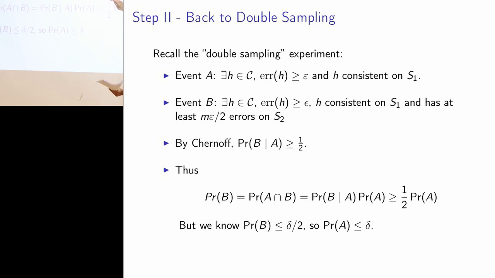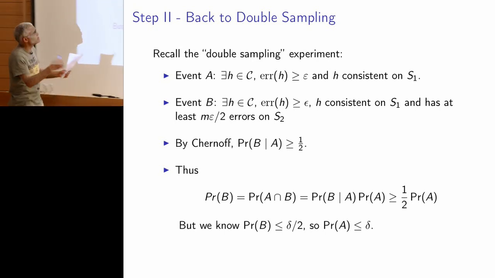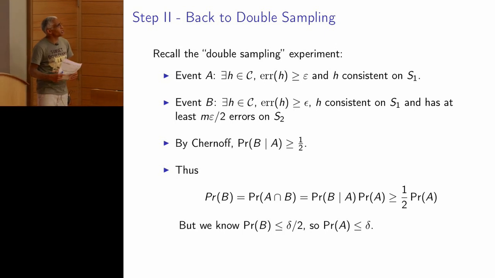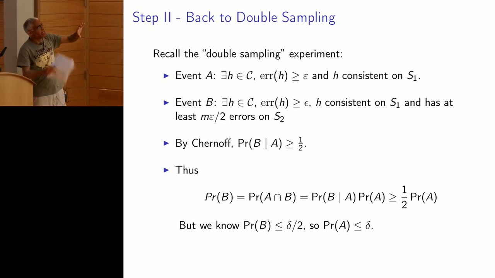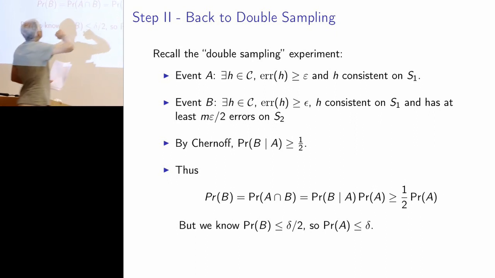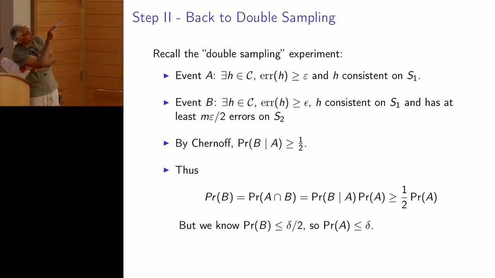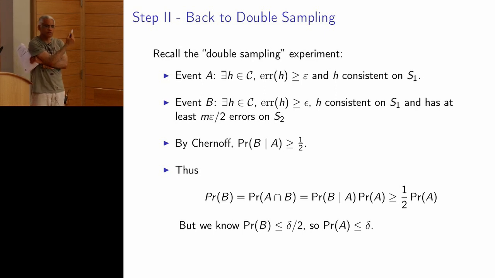So these are the two samples, S1 and S2, and this is the hypothesis that differs between them. I've thrown in the extra requirement that the error is greater or equal to epsilon, but the result holds even more. And here's the key observation for why the double sampling trick works: B is a subset of A, B is a sub-event of A, and so, by the Chernoff bound that I skipped over, the probability of B given A is greater or equal to half. I'll prove this by intuition.